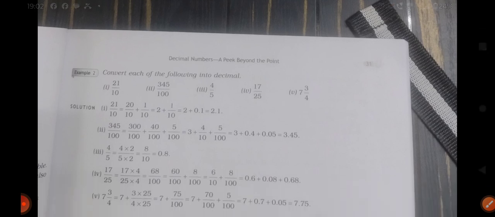2. Convert each of the following into decimal. Solution. 1. 21 by 10 equals 20 plus 1 by 10 equals 2 plus 1 by 10 equals 2.1. 2. 345 by 100 equals 3.45. 3. 4 by 5 equals 4 into 2 by 5 into 2 equals 8 by 10 equals 0.8. 4. 17 by 25 equals 17 into 4 by 25 into 4 equals 68 by 100 equals 0.6 plus 0.08 equals 0.68. 5. 7 3 by 4 equals 7 plus 75 by 100 equals 7 plus 0.7 plus 0.05 equals 7.75.